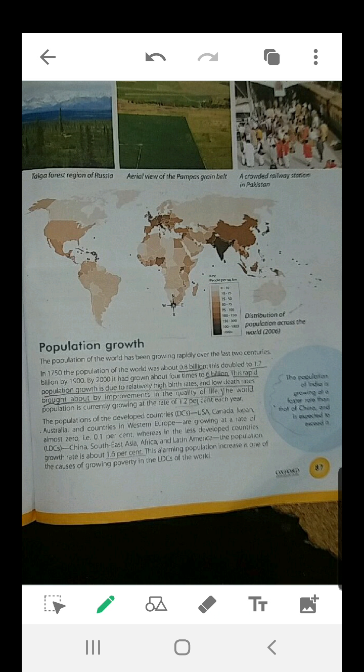The population of developed countries like USA, Canada, Japan, Australia, and other countries in Western Europe are growing at a rate of almost 0.1%, whereas in the less developed countries, China, Southeast Asia, Africa, Latin America, the population growth rate is about 1.6%. This alarming population increase is one of the causes of growing poverty in the less developed countries of the world.